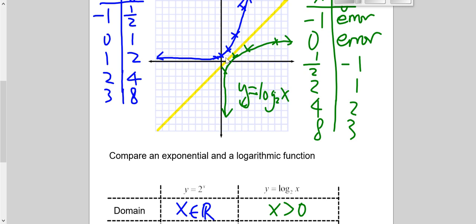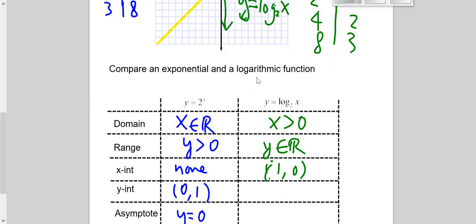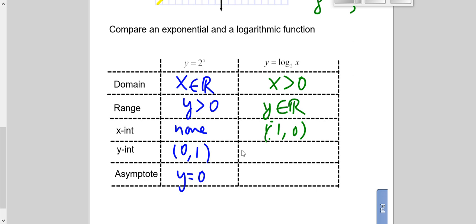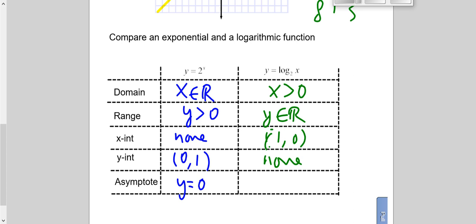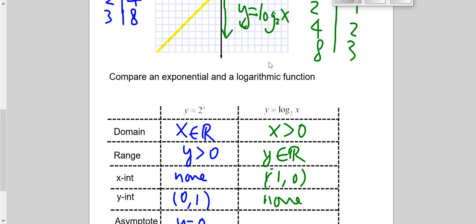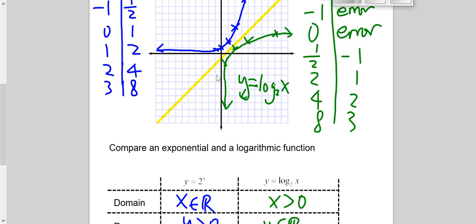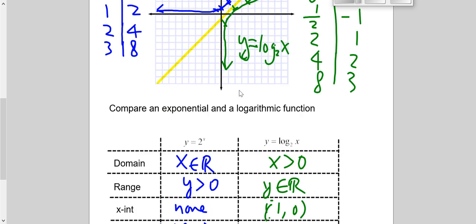We didn't do 1, but you can try that. And then the y-intercept would be none. Last but not the least, asymptote. Well, there's an untouchable line here, or out of boundary. So the green graph here would never be touching the y-axis. So that's the asymptote.